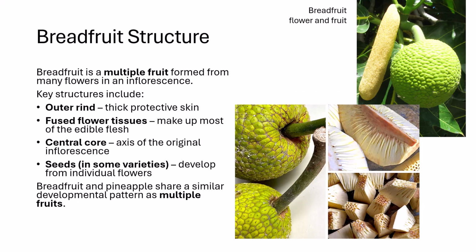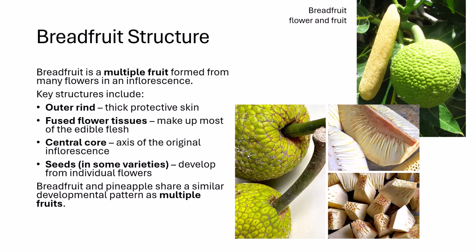Before we return to the case study, let's take a moment to look at the structure of breadfruit. Breadfruit is classified as a multiple fruit, meaning the fruit develops from many individual flowers that grow together and fuse into a single fruit structure. If this sounds familiar, it should. Pineapple develops the same way. In both pineapple and breadfruit, many flowers from an inflorescence fuse together to form one large fruit.